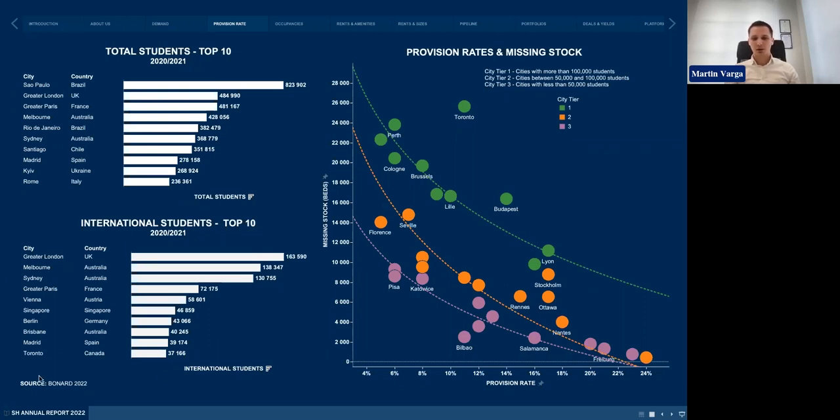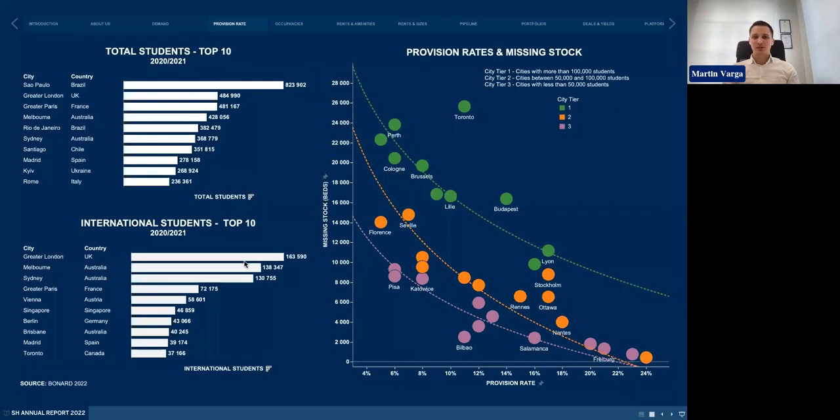If we take a look now at the provision rates, the graph on the right side basically measures and benchmarks the missing stock on the market versus the provision rate. Our team of experts established a 25% benchmark for provision rates, which means that when the market reaches a 25% beds-to-students ratio, the market is becoming more saturated and more competitive.